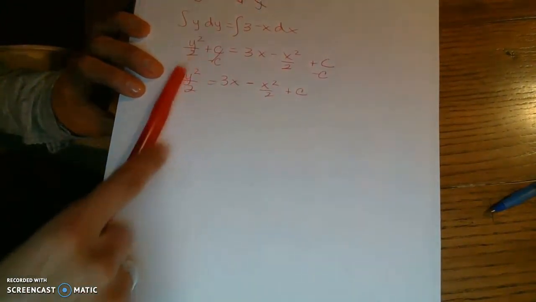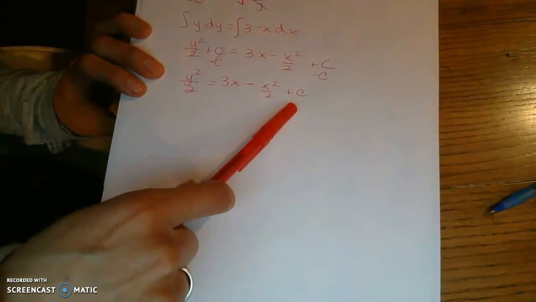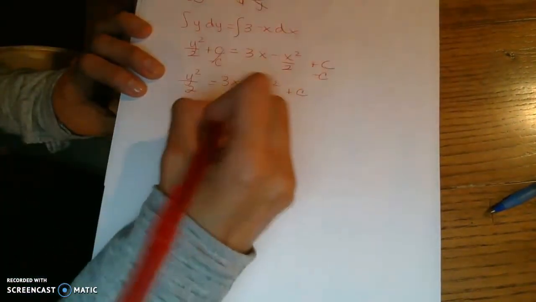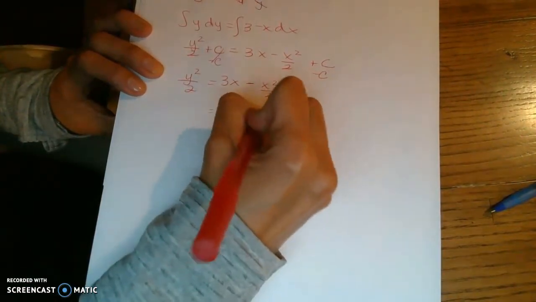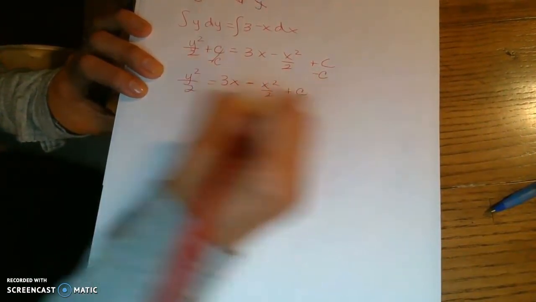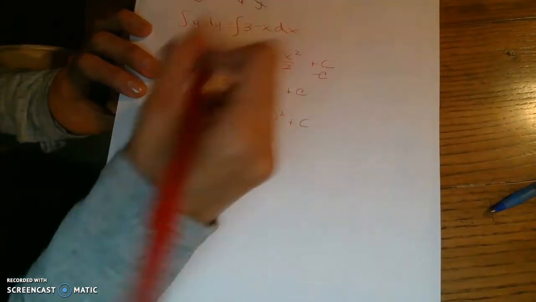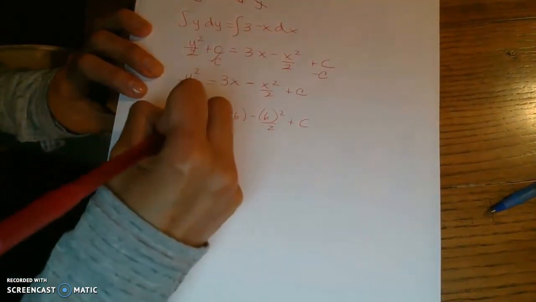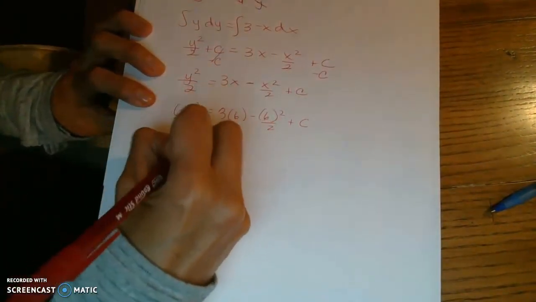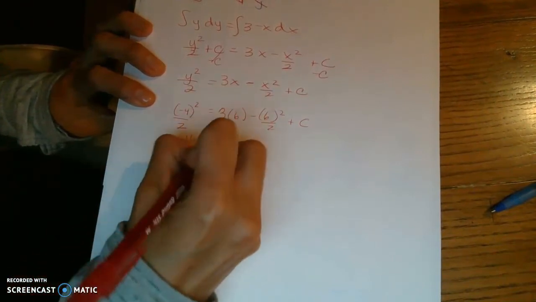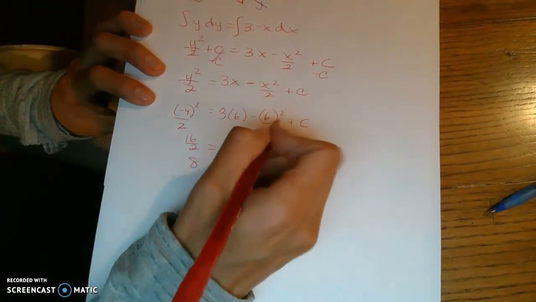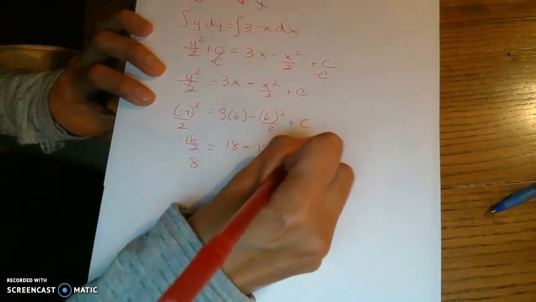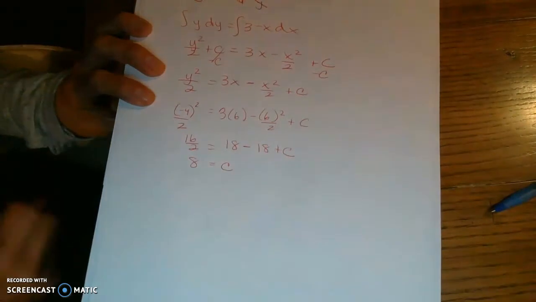Even though y is not isolated, I can go ahead and plug in my initial condition. When x is 6, so everywhere I see x, I'm going to put a 6. Y is -4. So now I get that 16 divided by 2, which is 8. And then I get here 18 minus 6 squared is 36 divided by 2 is 18 plus C. Well, that tells me C is 8.